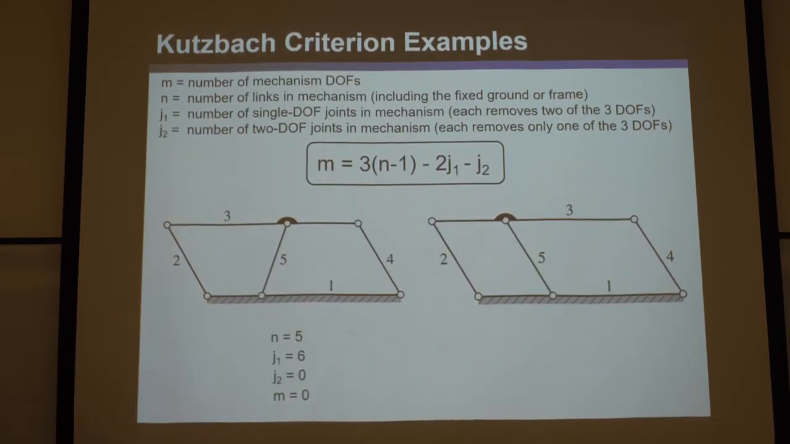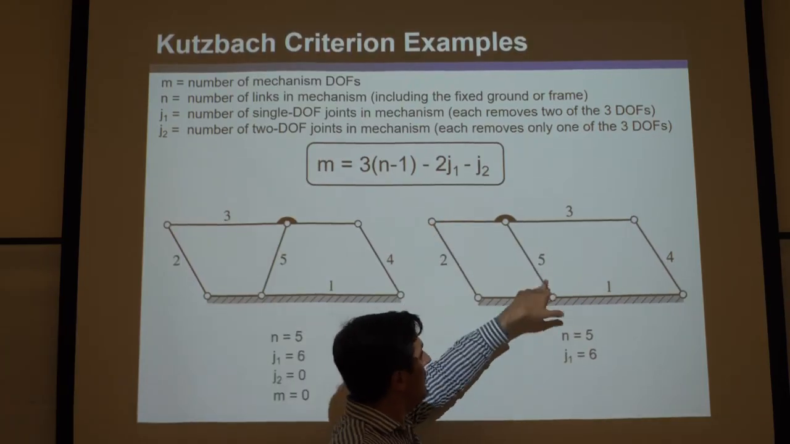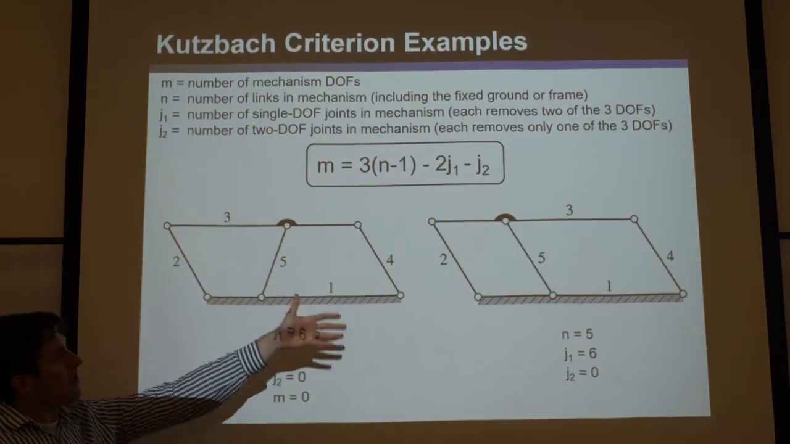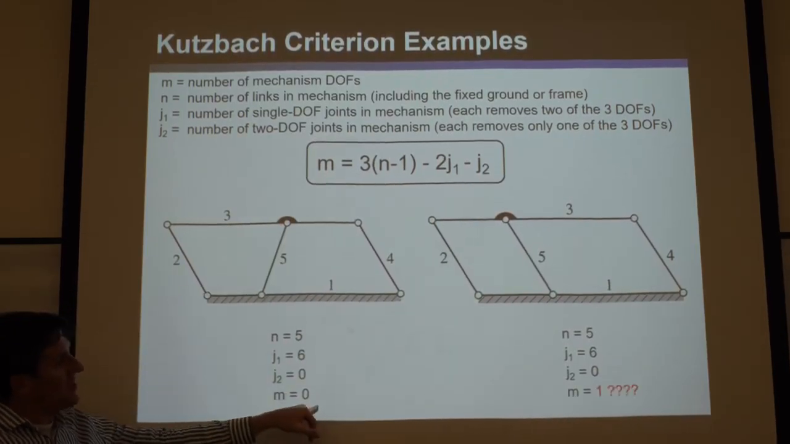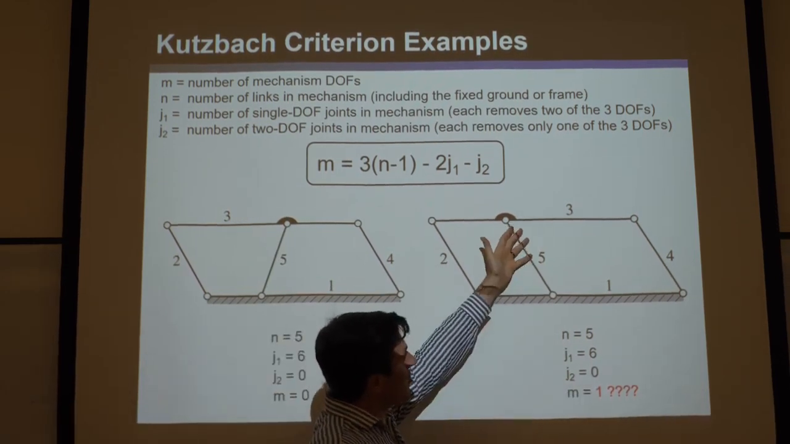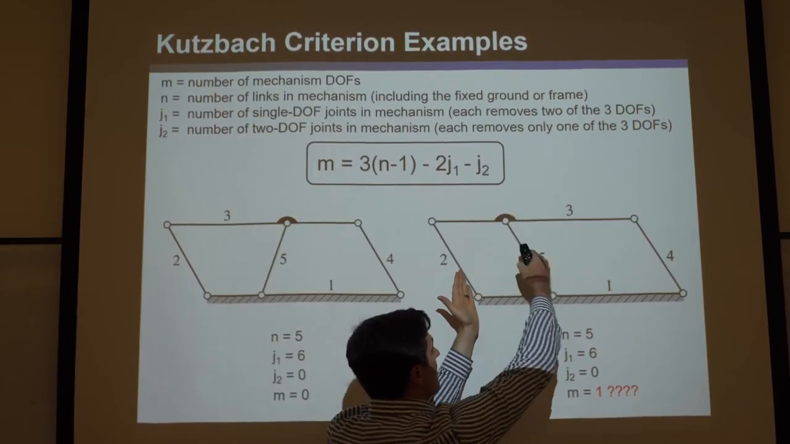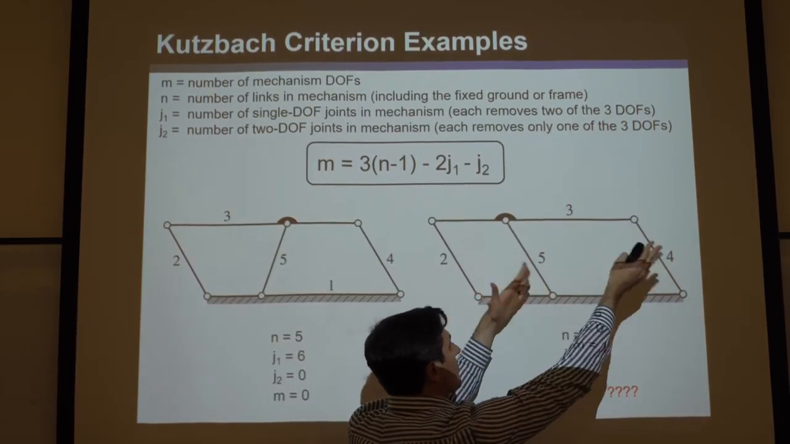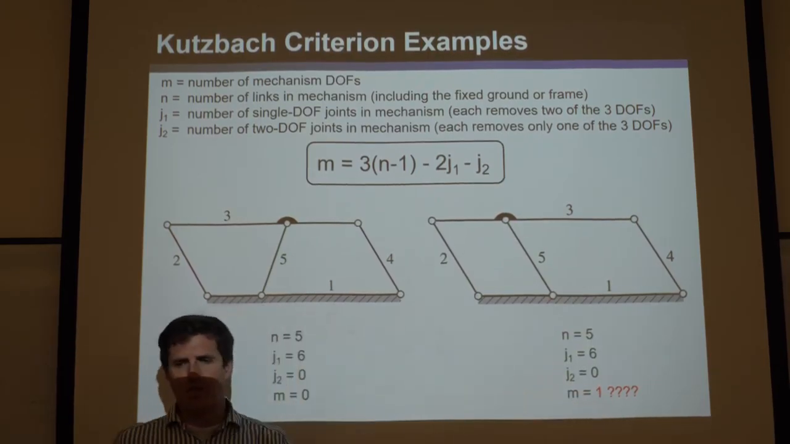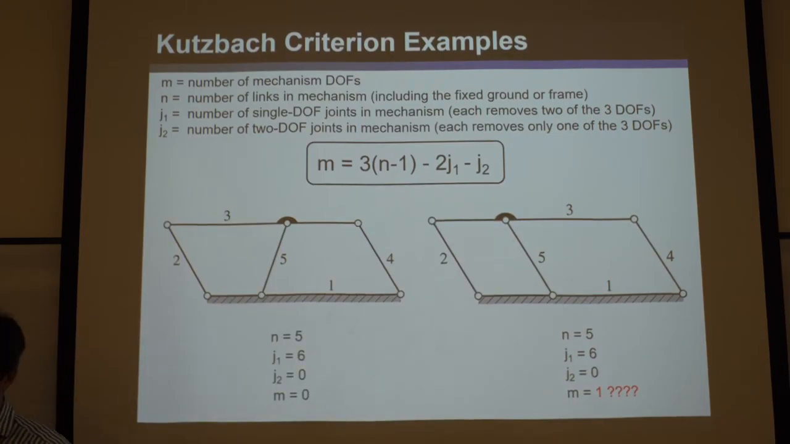Now you ask yourself, how many links are there? Well, n is still 5. Okay. And how many J1s are there? Well, there's still just 6. Okay. 1, 2, 3, 4, 5, 6. And how many J2s are there? There's still 0, so it's the same thing. So you plug that into Kutzbach, and it should still give you 0. But from intuition, this is like a 4-bar. It's just there's a redundant bar in there, and it can rock back and forth just like a 4-bar. So mobility is 1, but according to Kutzbach, it should be 0.